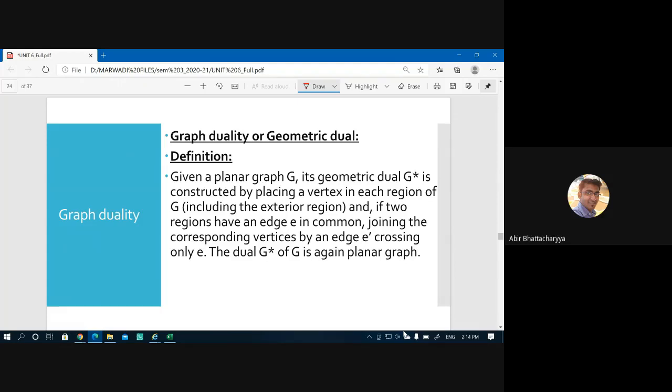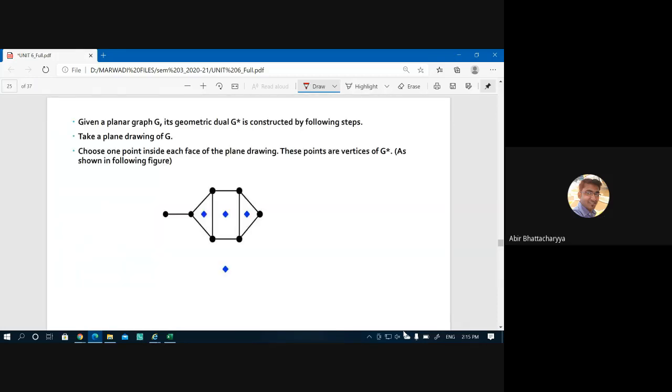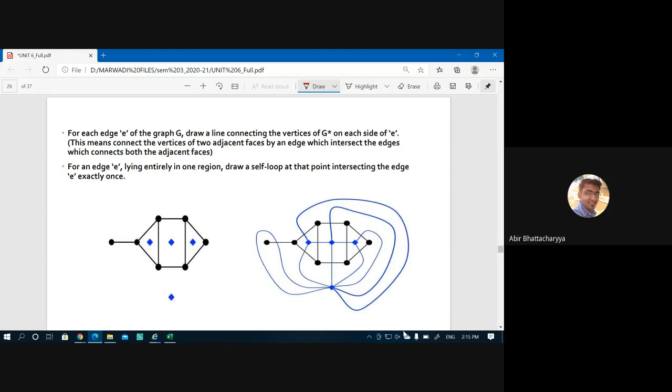So we will place a vertex in each region. At the same time we will connect those vertices just by crossing every edge. We have to cross each and every edge. So let's find the dual of this graph. We first put the vertices in each face. 4 faces are there, so 4 vertices, the blue dots. After that we will connect those blue dots by crossing over all the edges.